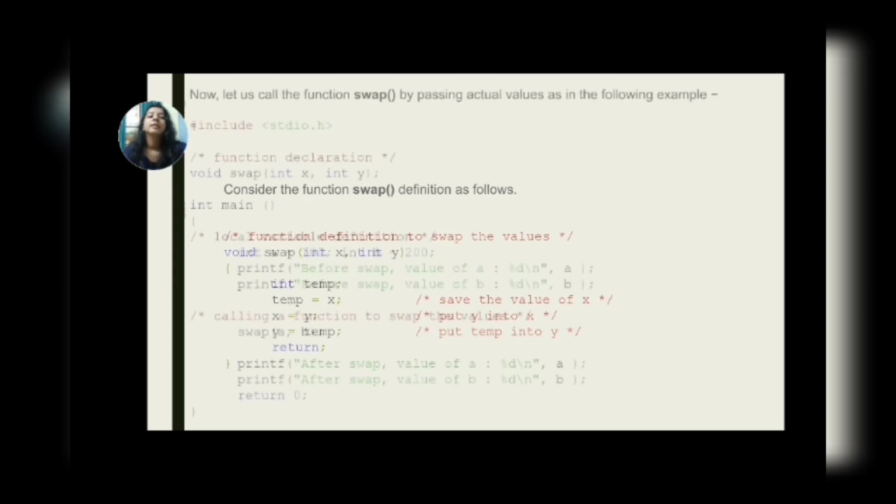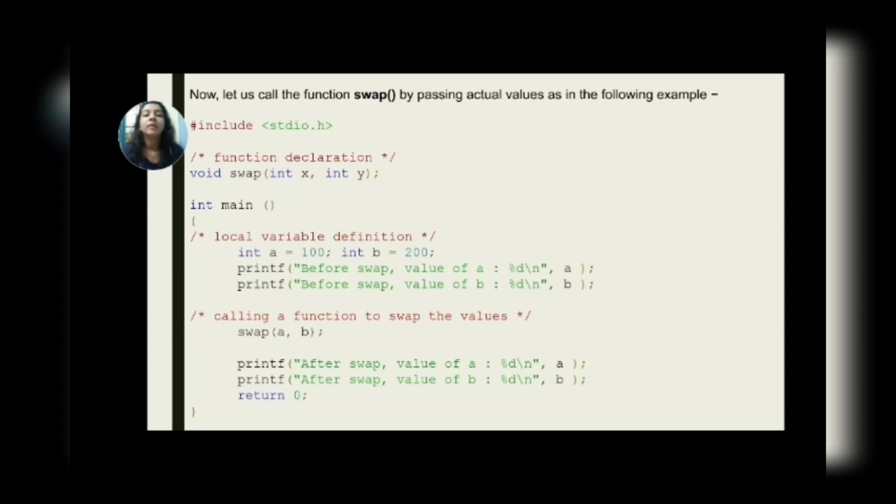So let us look at the program. First of all, you include the header files as required. Then you declare the function. It's the usual method, void swap, as the variables passed are of integer type. They are labeled as int x and int y. Then comes the main of the function.